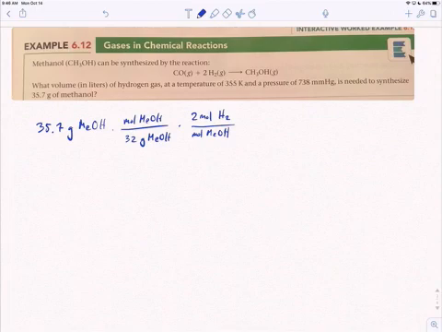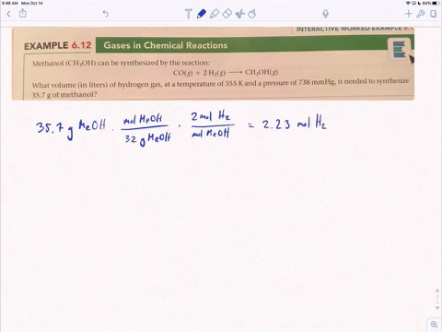Okay, so that'll be 35.7 divided by 16, which gives us 2.23 moles hydrogen.